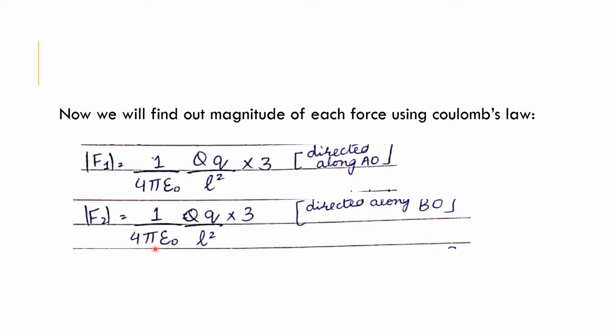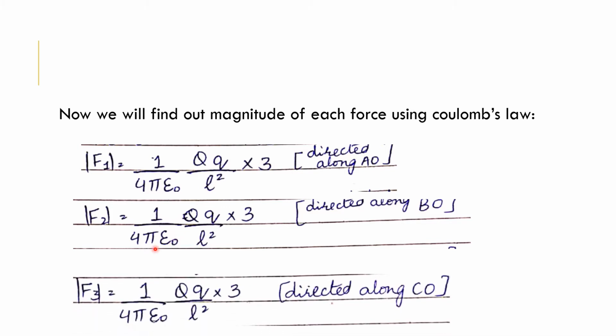Similarly F3 also. All the magnitudes are the same, right? Because the charges Q are the same and each distance, AO, BO, CO, is also the same. So we are getting the same formula for F1, F2 and F3, which is equal to 1 by 4 pi epsilon naught Q into 3 divided by L square. Same values we will get.